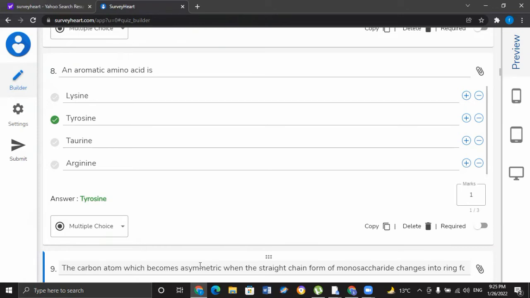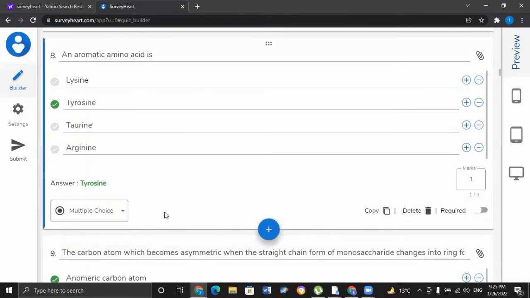There is a class of amino acid that has a benzene ring in it, or an aromatic side chain, that includes phenylalanine, tyrosine, and tryptophan. So the correct option for MCQ number 8 is D, tyrosine.